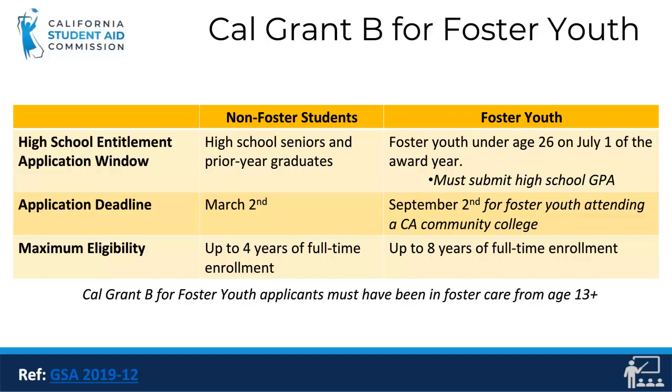Three of the Cal Grant B requirements were expanded, specifically for foster youth. The first one is that the priority high school entitlement application window was increased beyond just high school seniors and prior year graduates. Verified foster youth can now receive the Cal Grant B through age 26. The second is that the application deadline was expanded from March 2nd to September 2nd for foster youth attending a California community college. The third is that the lifetime eligibility of 4 years was increased to 8 years or 800%.